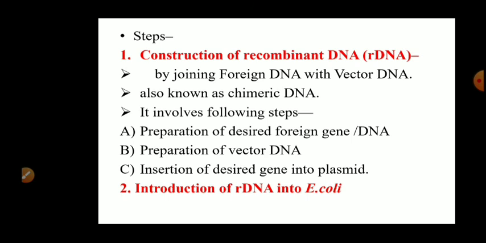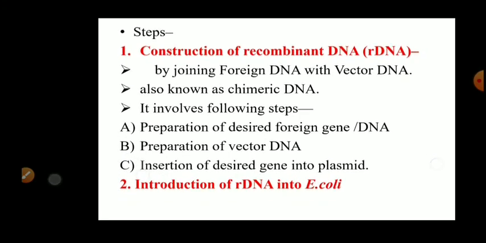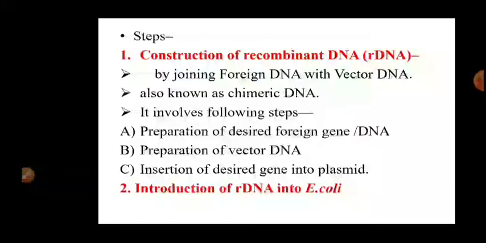And then as the plasmid vector will replicate, the gene inserted inside the vector will also replicate, and multiple copies will be produced, and all the multiple copies of the foreign gene will produce the desired product. So this is about gene cloning. These are the various steps that are used in gene cloning. So that is all about gene cloning.